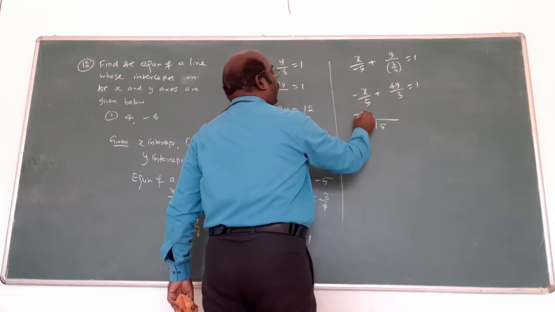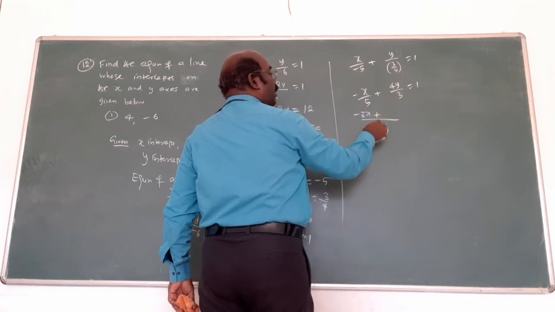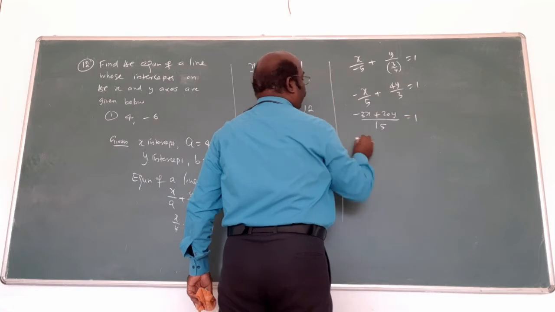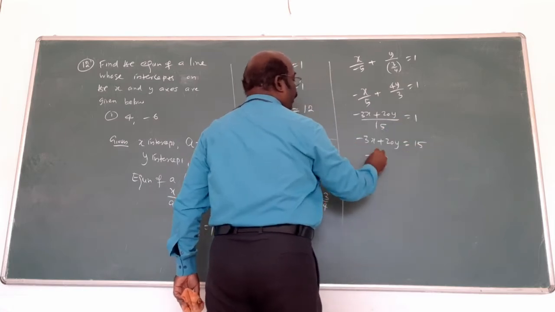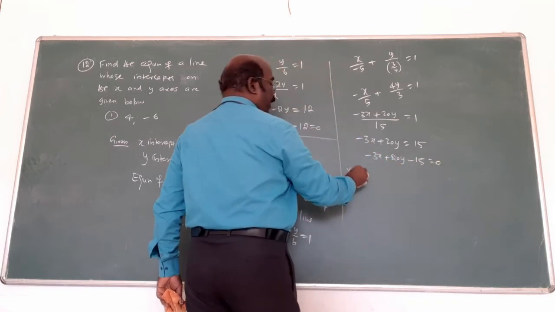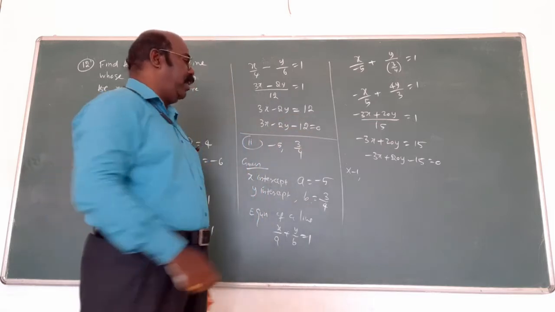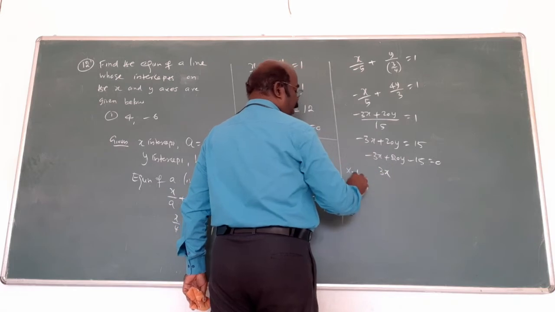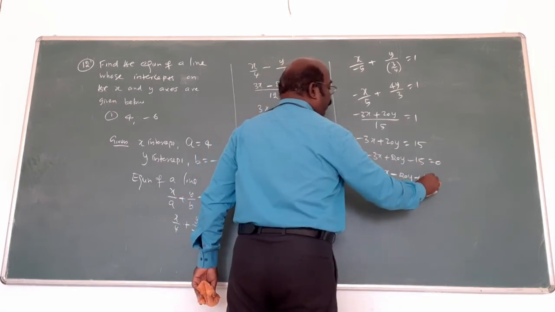In 15, 5 goes 3 times, so multiply by 3: minus 3x. Plus, in 15, this 3 goes how many times? 5 times. 5 into 4y is 20y equals 1 into 15. Minus 3x plus 20y minus 15 equals 0. Multiply by minus 1, because for the first term we want only positive. We don't want negative. That's why we multiply by minus 1. What is the answer? 3x minus 20y plus 15 equals 0.